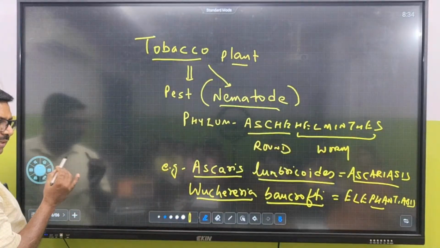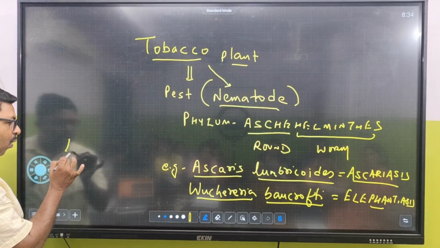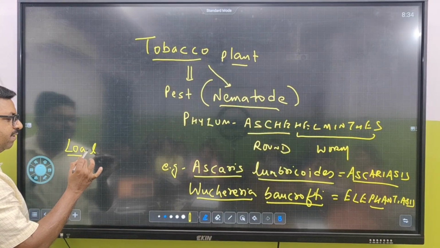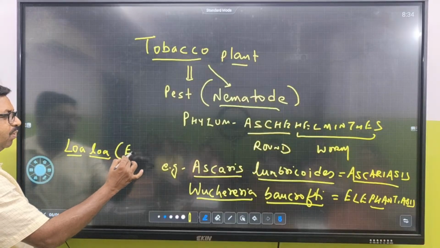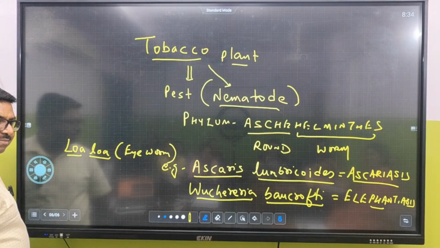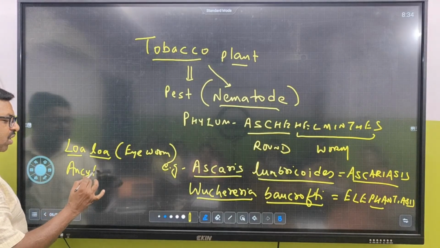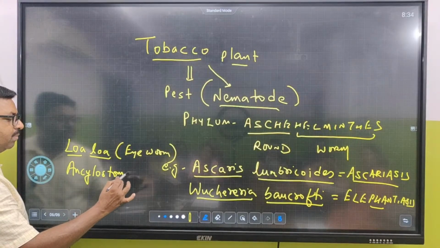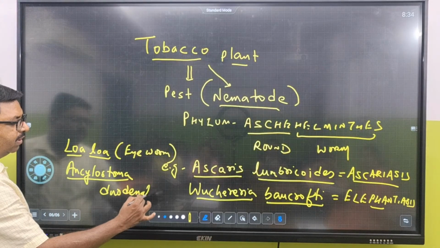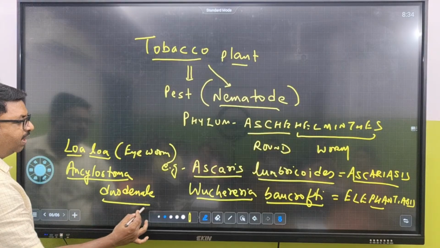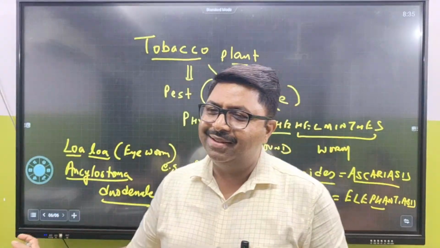Any other example? Any other example of Loa? Eyeworm, remember? Loa, eyeworm. Good. Now you remember it. And any other example? Ankylostoma duodenale, hookworm. Ankylostoma duodenale, it's a hookworm. Oh sir, we are going away from RNA interference. Let's come back. Okay, so this is hookworm.